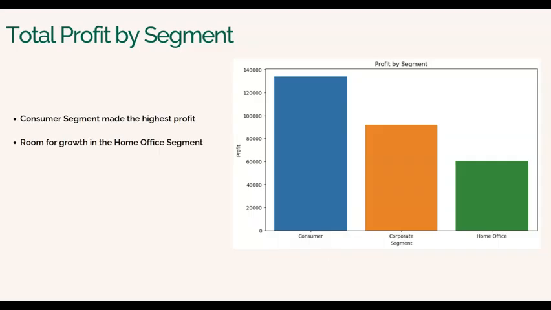Now if you look at the total profit by segment, you can see that the highest profit comes from the consumer segment. So this segment has the highest amount of profit, the lowest from the home office. So the takeaway from this analysis would be that the company can focus on improving their profits in the home office segment because it's the least profit making out of the three.